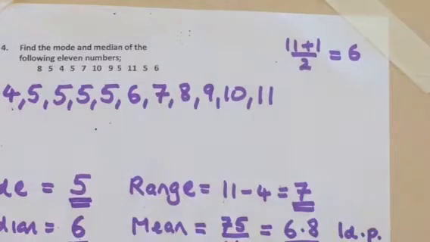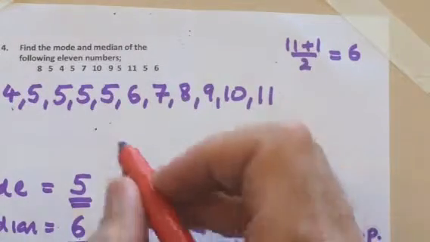Now, the final thing we're going to work out is another measure of spreadoutiness, and this we call the interquartile range. Now, to find the interquartile range, I need to work out the lower quartile, the upper quartile, and then from there I can work out the interquartile range.